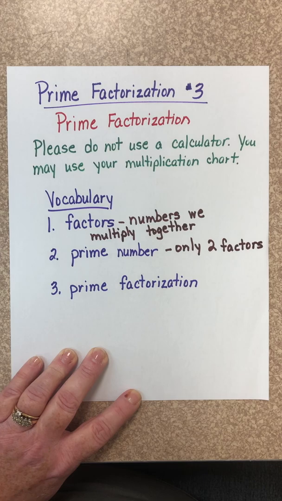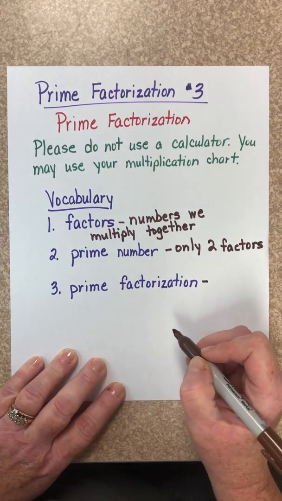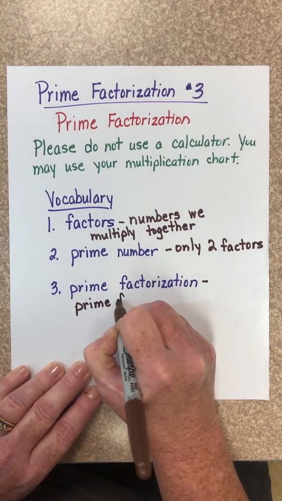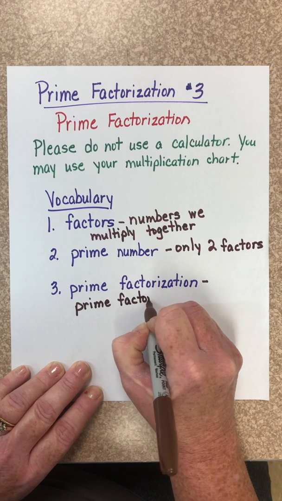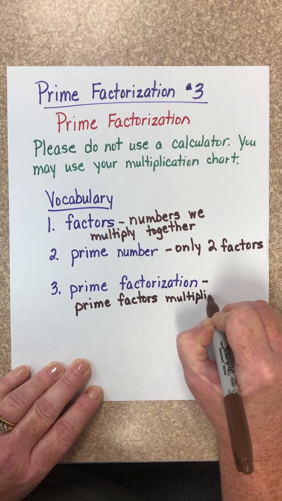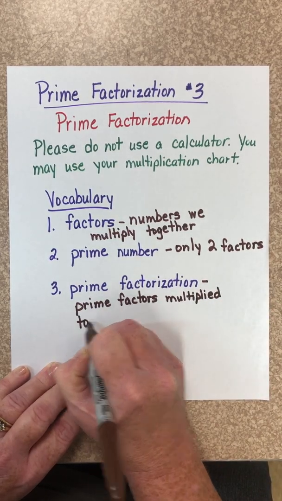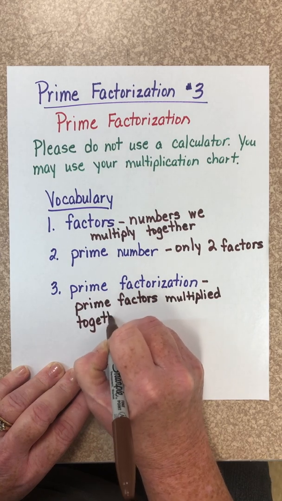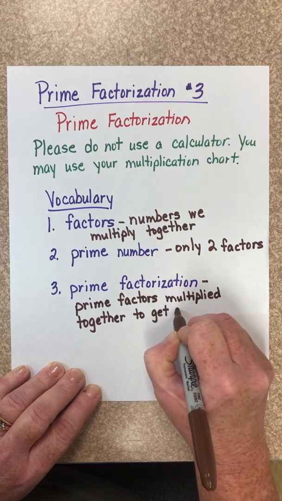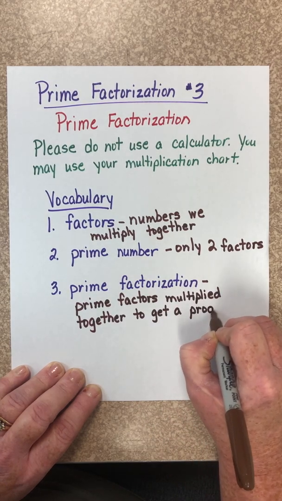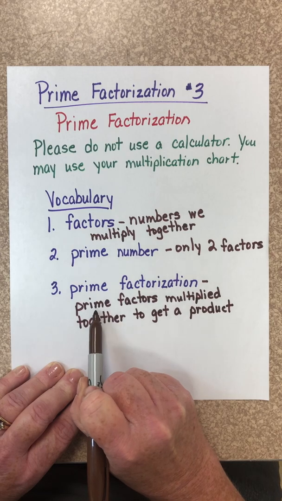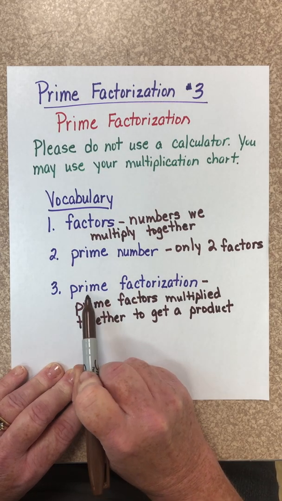In prime factorization, it is the prime factors multiplied together to get a product. Now notice the factors need to be prime numbers for prime factorization.